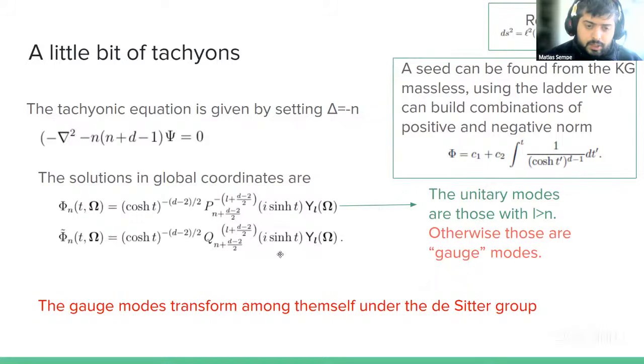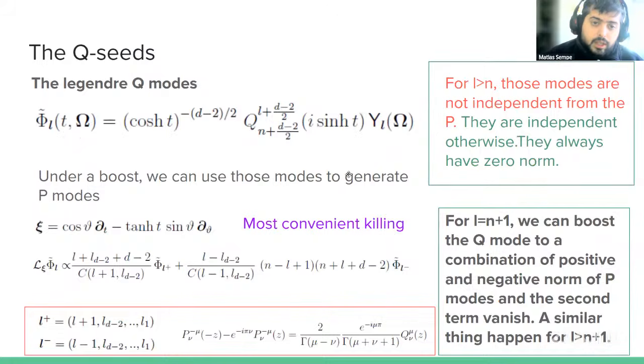So additionally, the pure gauge modes transform among themselves under the group. The isometry group doesn't change the fact that you are in the unitary or non-unitary field. So we have the Legendre Q modes. Those are the modes that we usually exclude when we do calculations. For l greater than n, these modes can be expanded in P. Otherwise, they are independent.